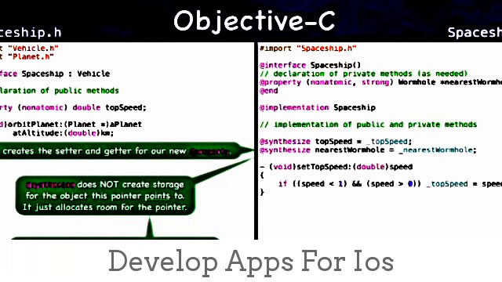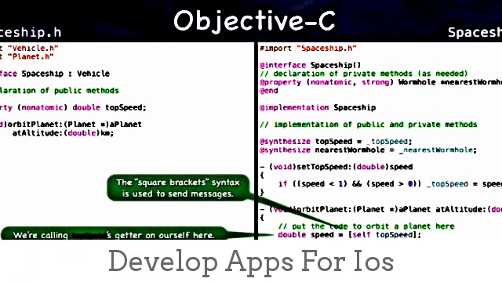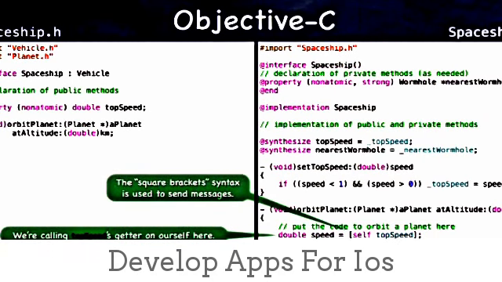All right, so we're running out of time. Let's get down here and start doing some code in Orbit Planet. The main thing I wanted to show you here is what it looks like to call a method. Okay, we've seen a lot of declaration and definition of methods. What about if I want to call one? And that's done using this square bracket notation. So here on that first line, double speed equals self top speed. I'm calling my top speed getter on myself.